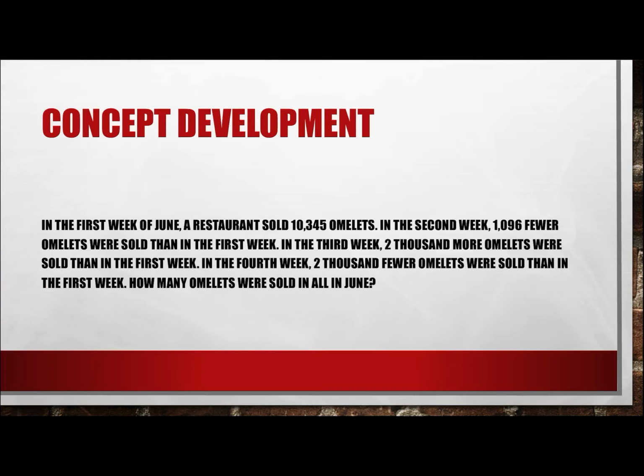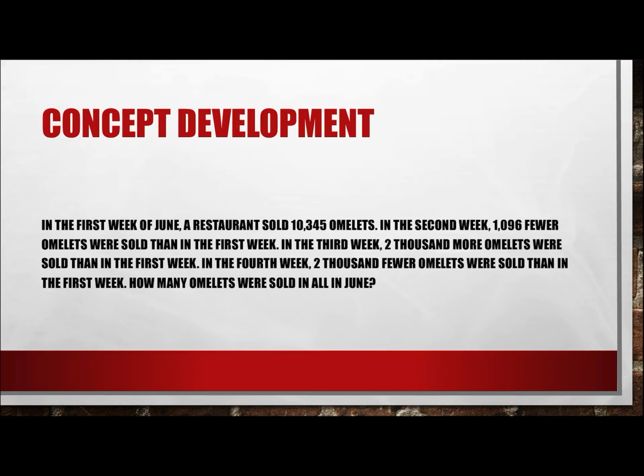The last example reads, in the first week of June, a restaurant sold 10,345 omelets. In the second week, 1,096 fewer omelets were sold than the first week. In the third week, 2,000 more omelets were sold than in the first week. In the fourth week, 2,000 fewer omelets were sold than in the first week. How many omelets were sold in all of June?